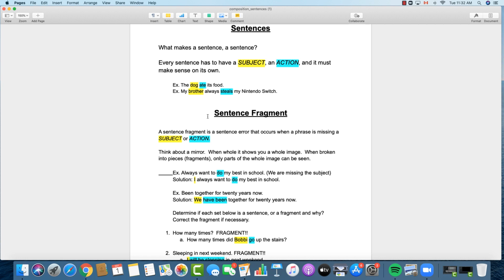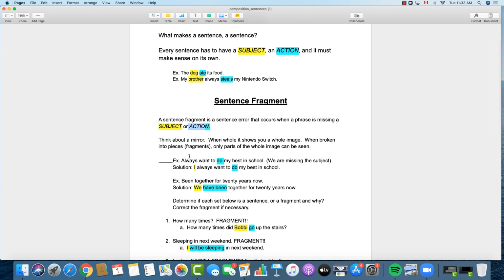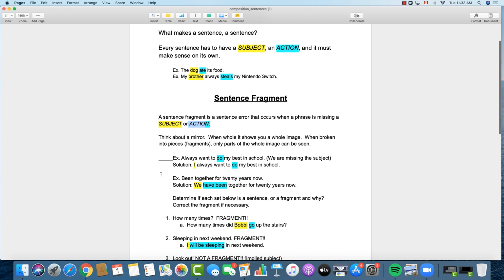Another word for a piece of glass or a broken piece of something is a fragment. So when we say sentence fragment, we're talking about broken pieces of complete sentences. A sentence fragment is a sentence error that occurs when a phrase is missing its subject or its action. Like I said, a mirror shows a whole image, then it becomes fragments when it's broken. Only parts of the image can be seen, and it's disjointed and doesn't look right. Just the same way, a sentence which is missing a subject or an action won't exactly sound right.